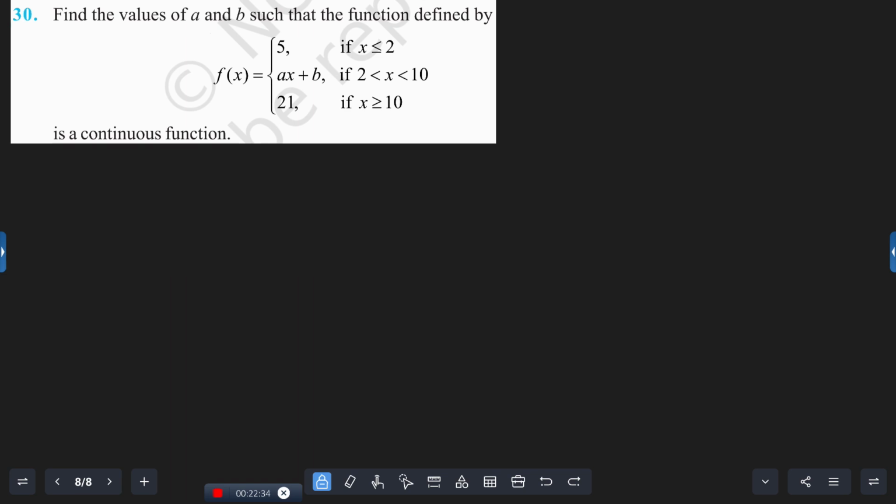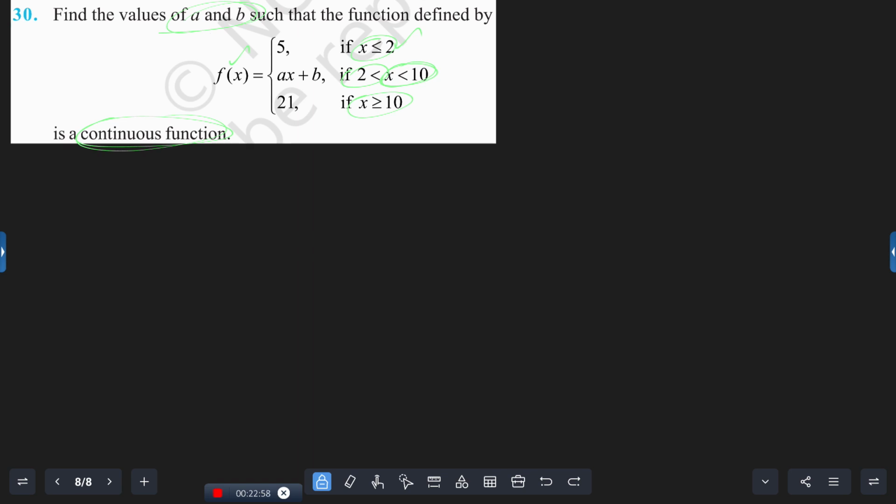Kindly listen. Find the values of a and b. The function is defined like this, and it is a continuous function. So listen: 2 is given, so we have the left hand limit and right hand limit at 2. 10 is given, so we have the left hand limit and right hand limit at 10. Then we have to do two things.